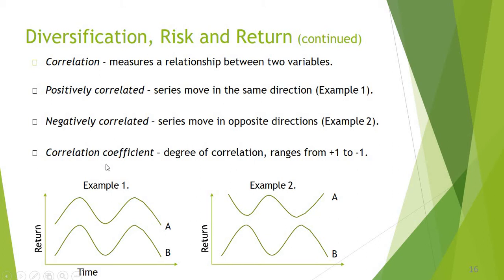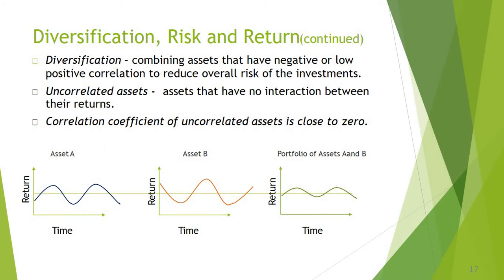The correlation coefficient is a measurement of correlation, or the degree of correlation. It ranges from +1 to -1. If it is +1, we say that the two assets are perfectly positively correlated. If it is -1, we say that the two assets' returns are perfectly negatively correlated. Now diversification combines assets that have negative or low positive correlation to reduce the overall risks of the investment.